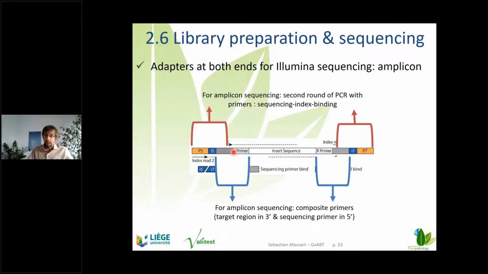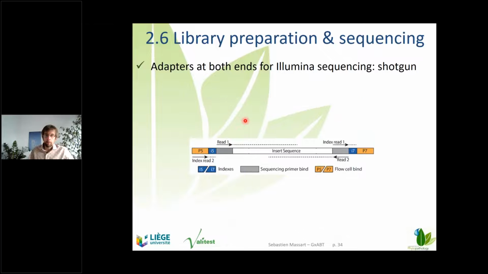It's about adding a sequencing primer. It's useful for starting sequencing on Illumina technology, adding a tag, and adding a sequence allowing to fix the sequence on the flow cell. If you look at shotgun sequencing, in that case you see the insert sequence, we do not have the primer anymore. It has been the whole DNA, the whole RNA that has been cut in small pieces.